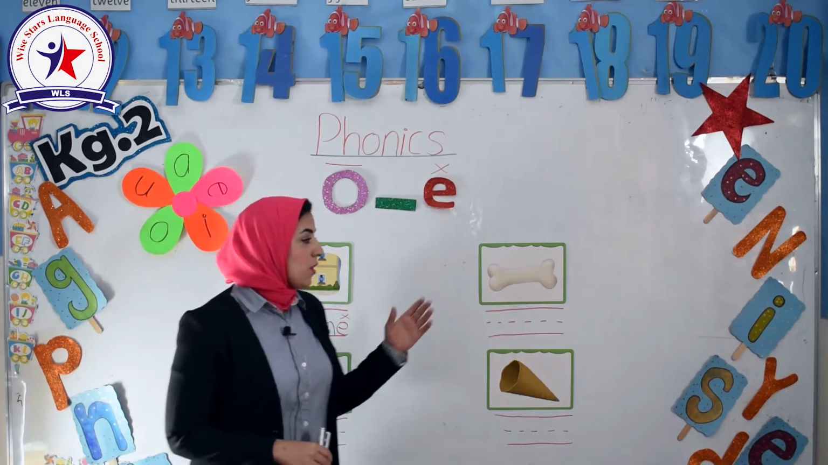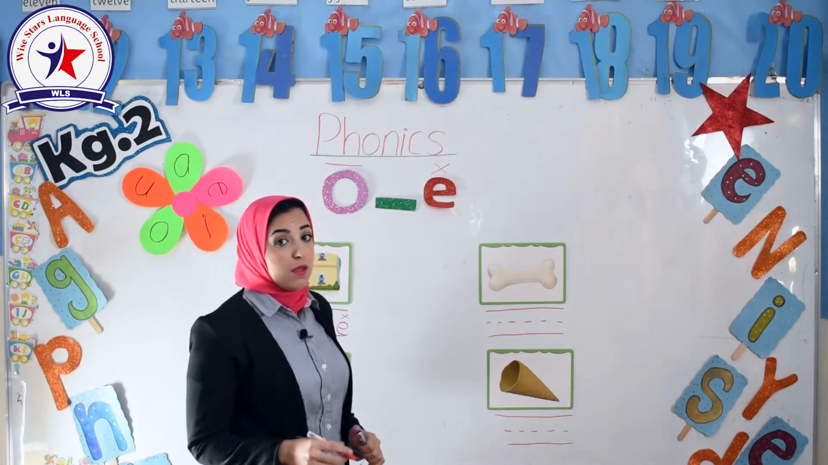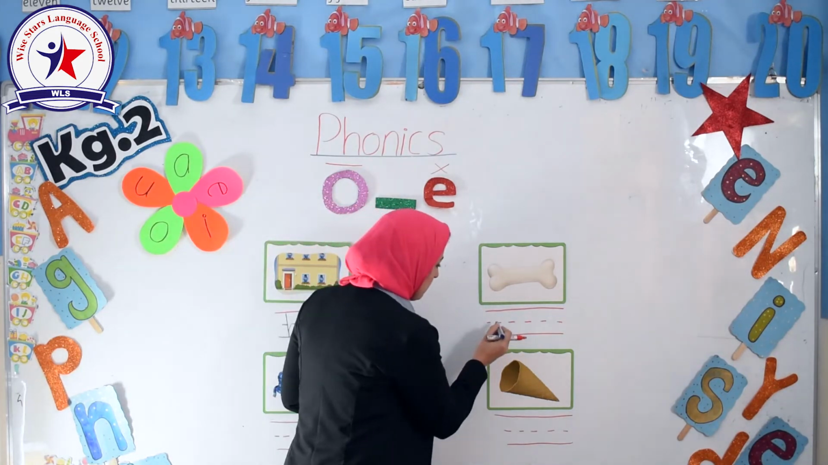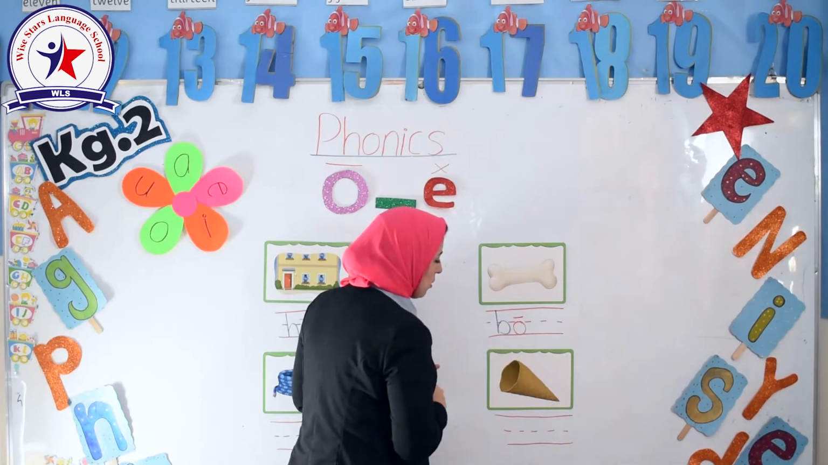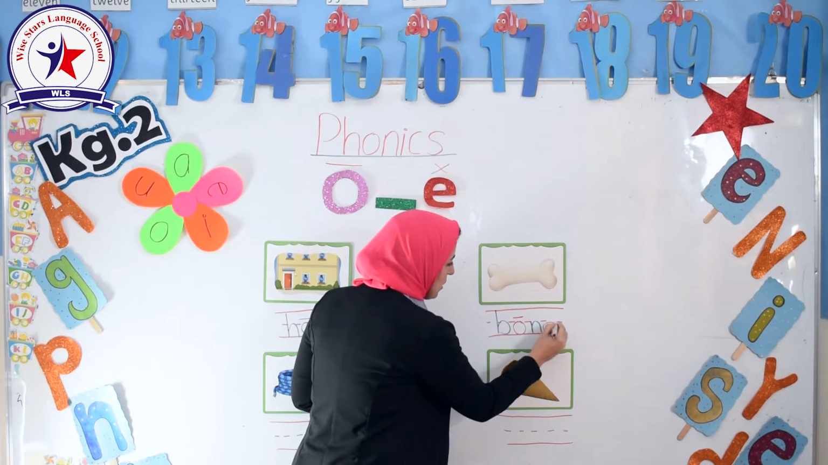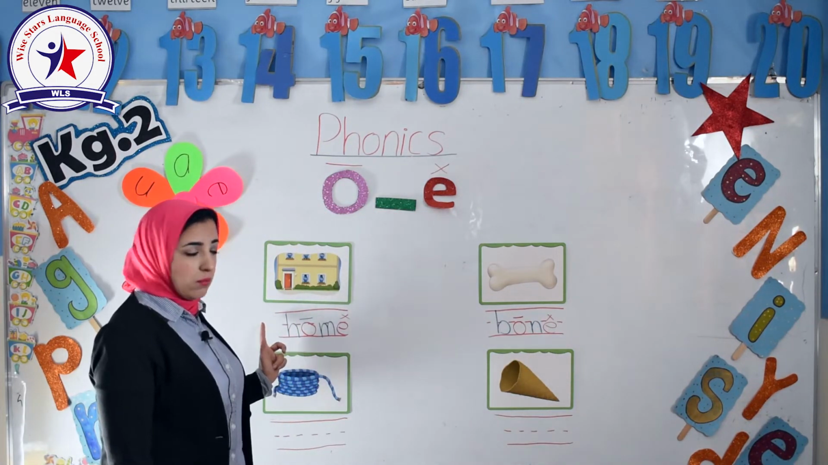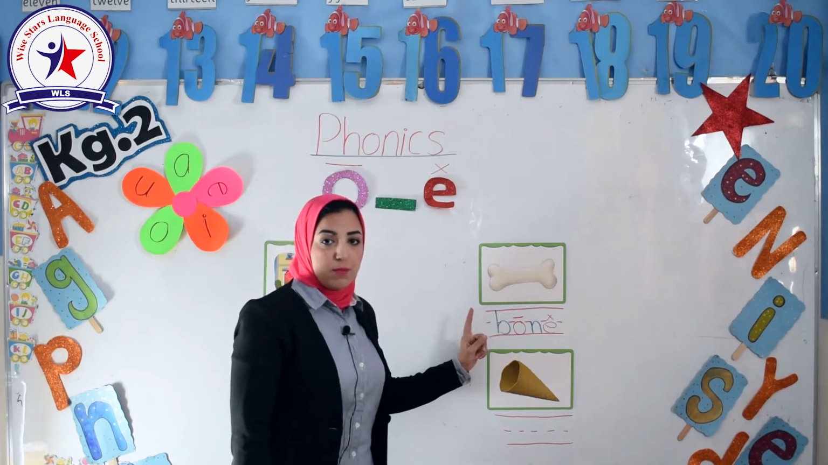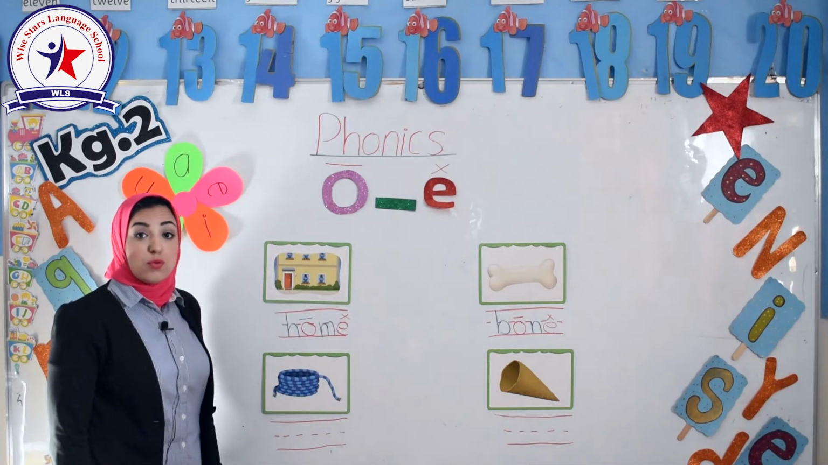Number two, bone. How can I write bone? B, B, B, O, long O, N, N. In the end, silent E. Home, home, bone, bone.